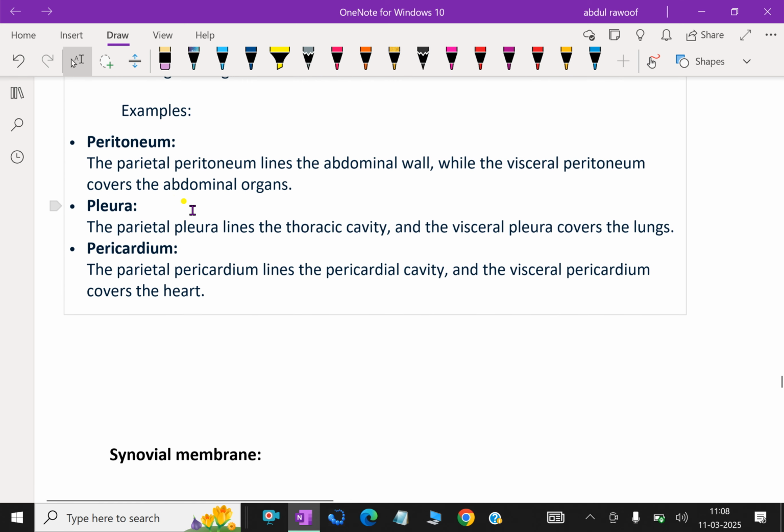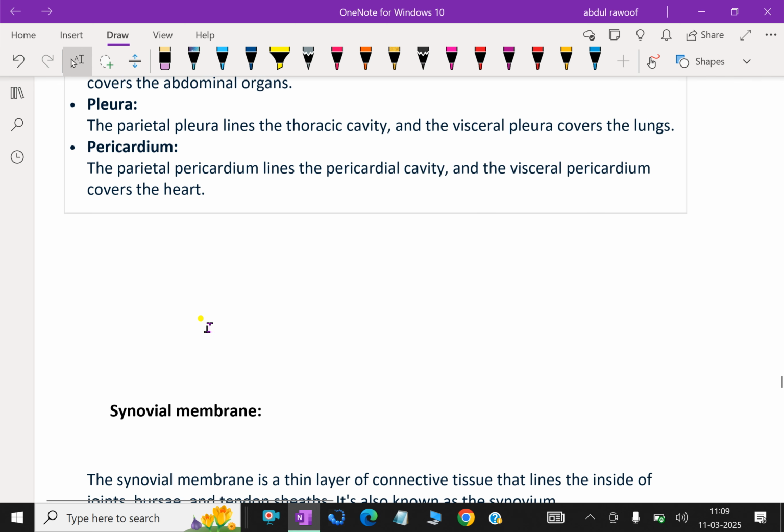Some examples: peritoneum. The parietal peritoneum lines the abdominal walls, while the visceral peritoneum covers the abdominal organs. Pleura. The parietal pleura lines the thoracic cavity and the visceral pleura covers the lungs. Pericardium. The parietal pericardium lines the pericardial cavity and the visceral pericardium covers the heart.